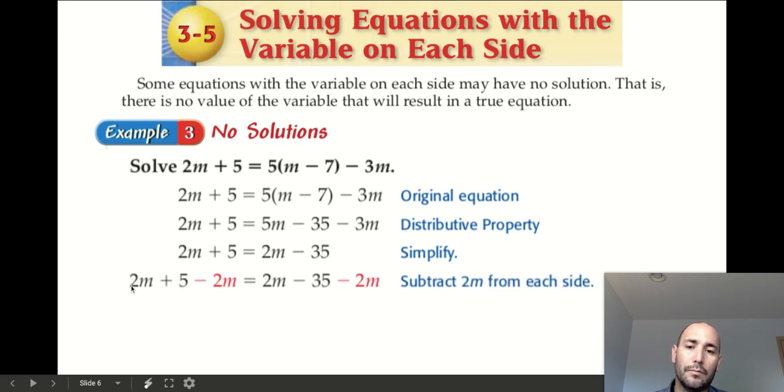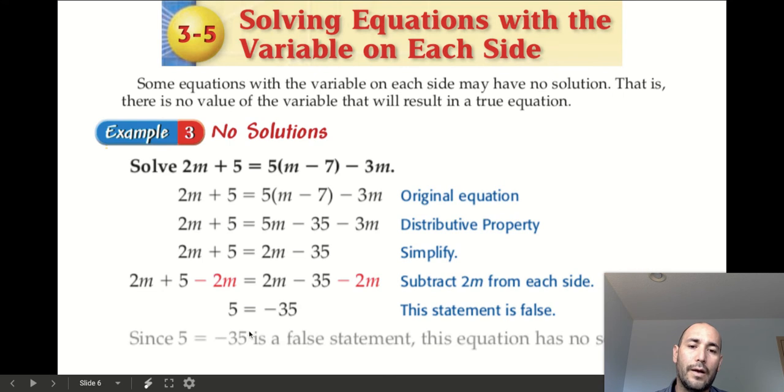Now you might notice something. Here I have 2m minus 2m, which makes 0. Here I have 2m minus 2m, which also makes 0. So those zero each other out. It leaves me with 5 equals negative 35. And if you notice, that is a false statement. 5 clearly does not equal negative 35.